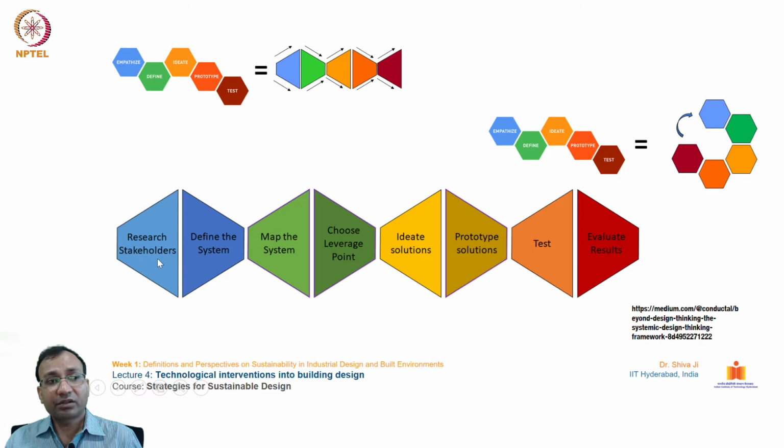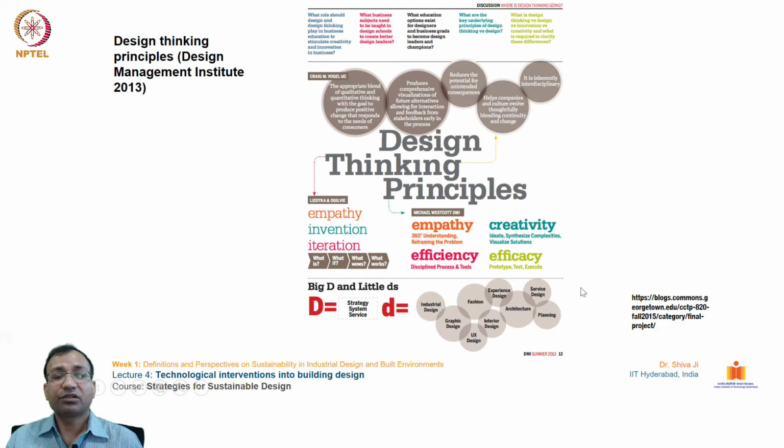Research the stakeholders, define the system, then map the system, choose the leverage point, go for ideating the solutions, go for prototyping the solution, testing them, and evaluating the result, and finally apply the solution. So this is how the design thinking principle works, as we can see on this slide.